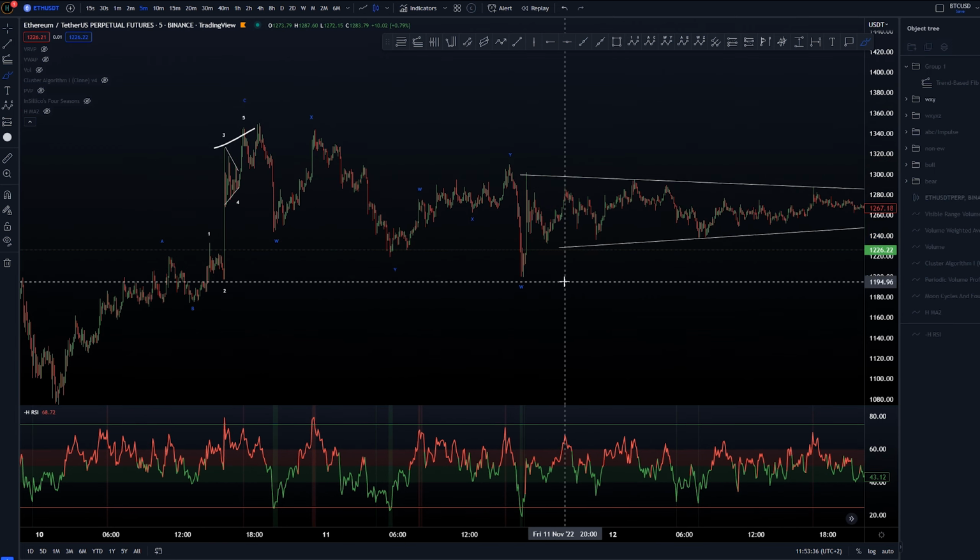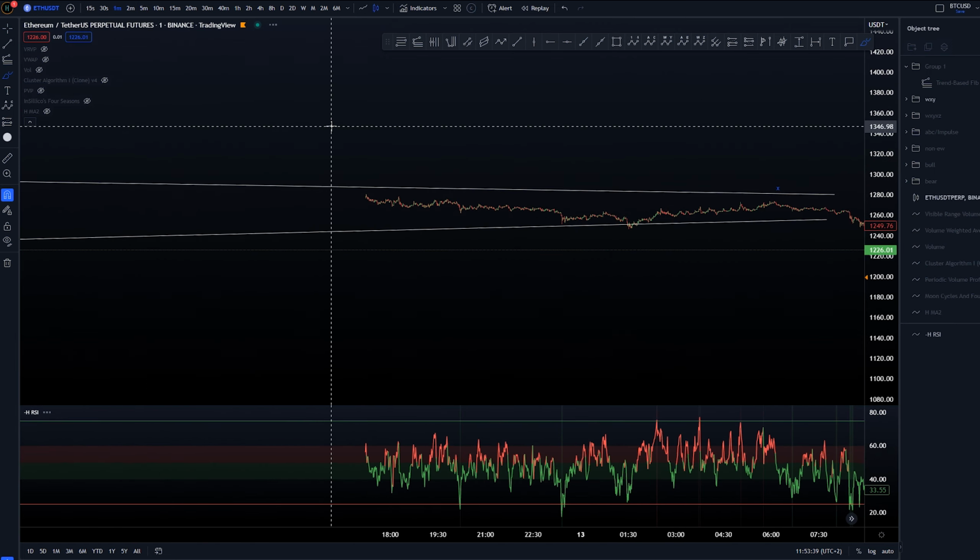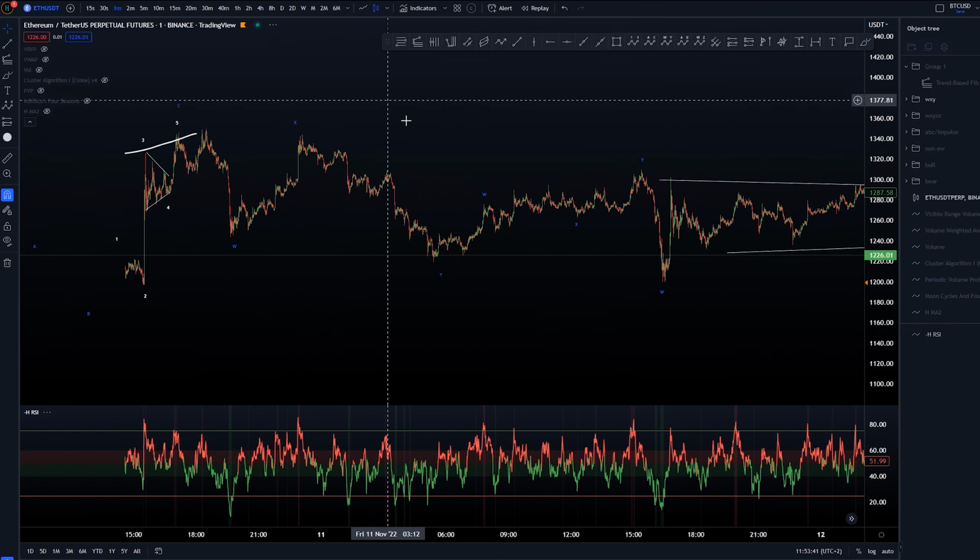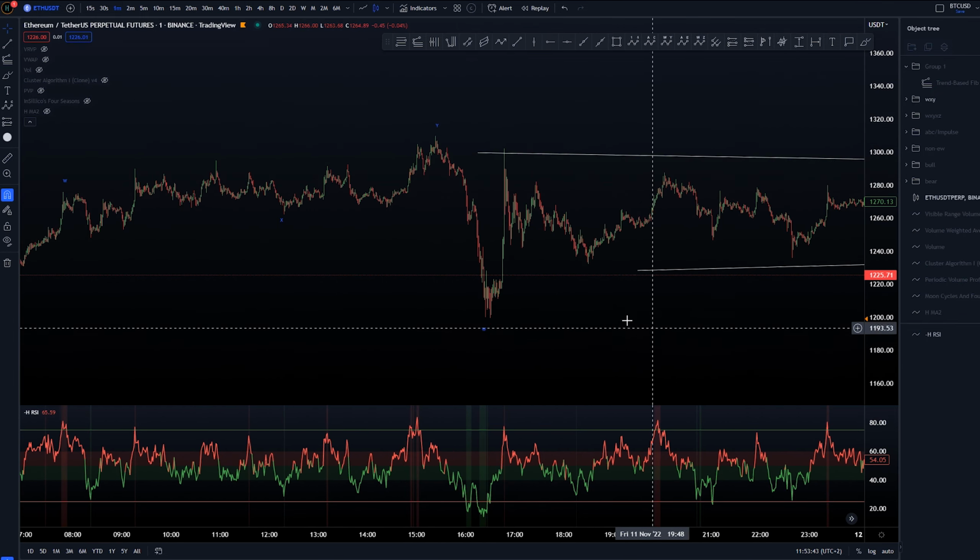Then the next structure, which definitely on higher time frame looks more impulsive than corrective, can be viewed in a couple of different ways.